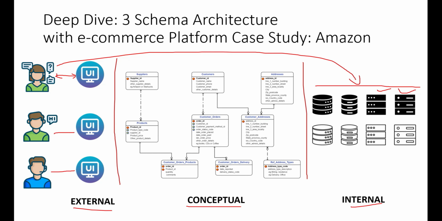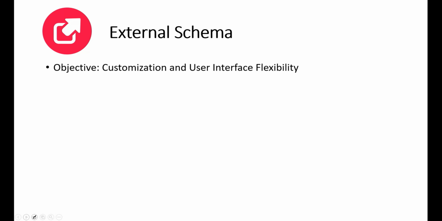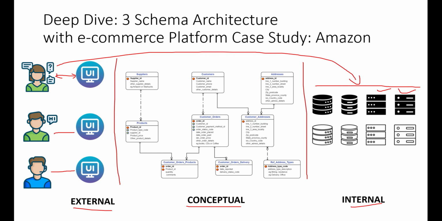So now let's jump to the next topic. We have already seen the example of external, conceptual, and internal schema, how it looks with the example. But in detail, theoretically, we will understand what external, internal, and conceptual schema are actually about. So the external schema's objective is customization and user interface flexibility. As we go through these details, you can relate to what we have discussed in this slide, so that it is very easy to understand and digest the topic.